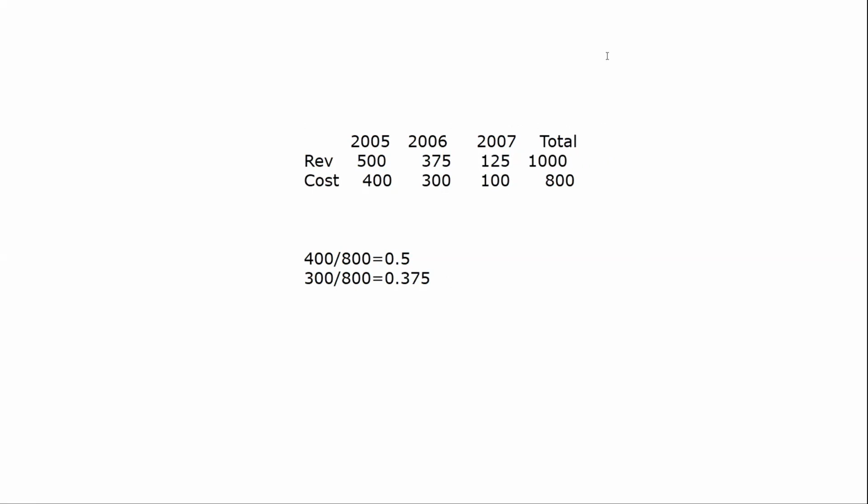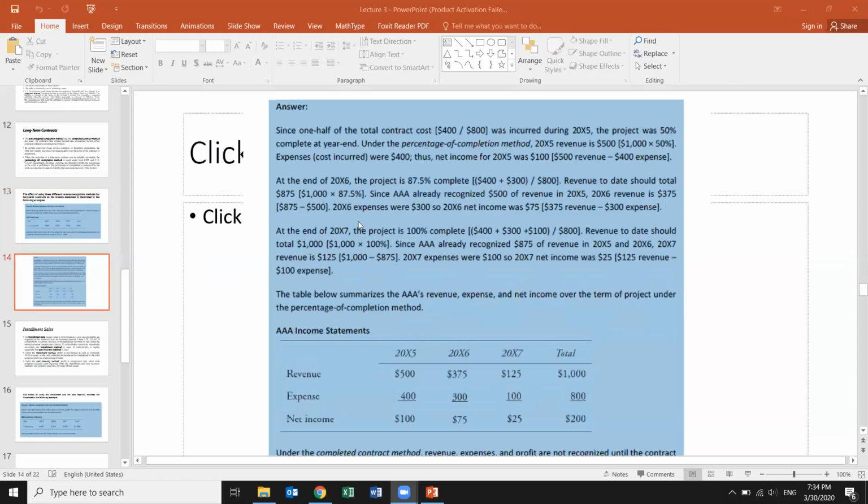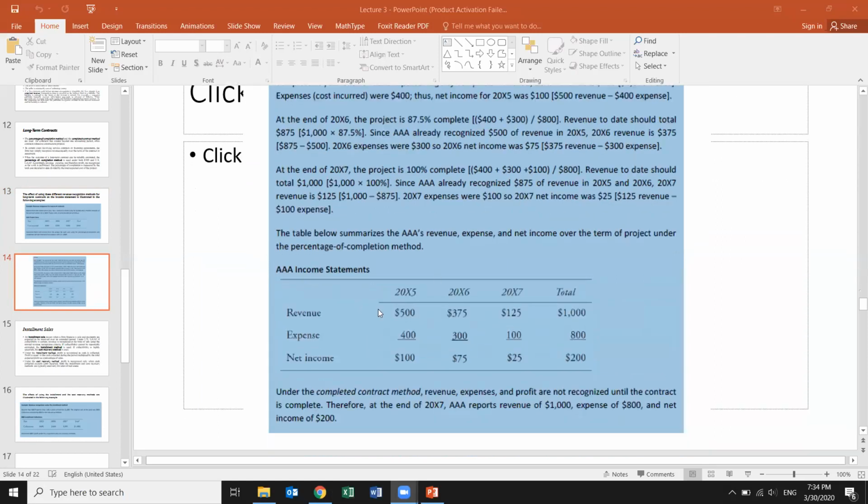So coming to the example here, the right answer is given here, as you can see. This is according to GAAP and IFRS when it comes to percentage of completion.